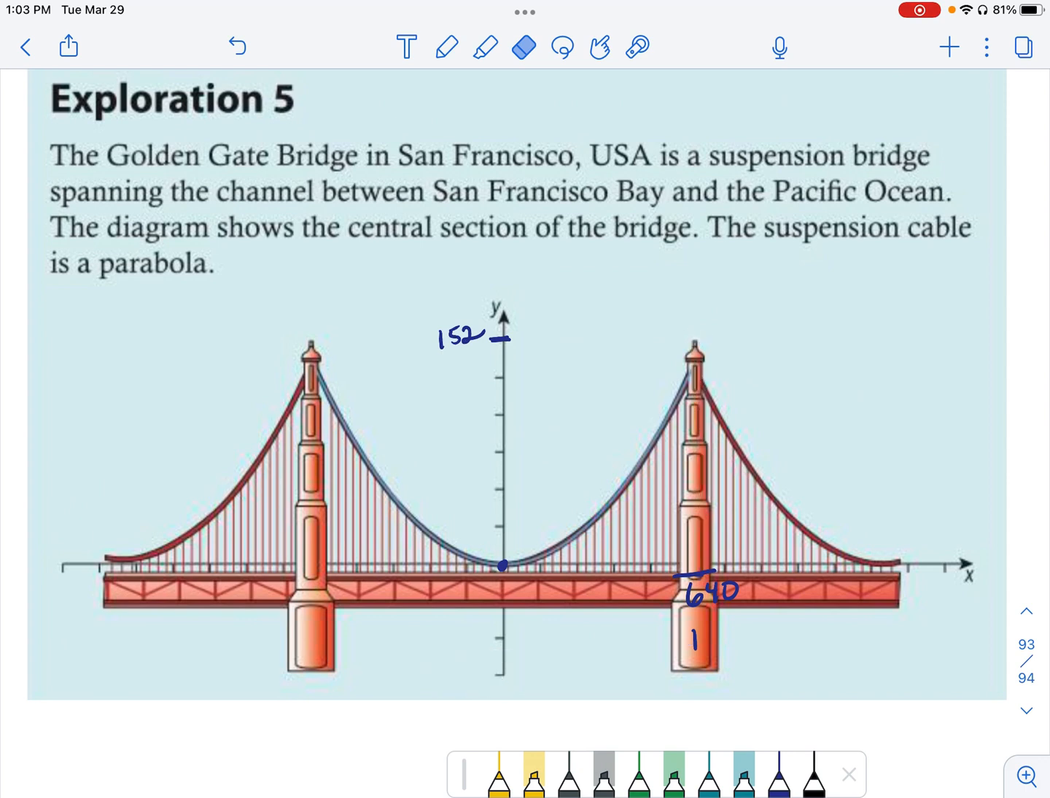I'm going to erase everything else. And now we can identify some key points. Well, the origin here, the center, is 0, 0. This point, you can see the top of the right tower is 640 is our x coordinate and 152 is our y coordinate. And I can identify the top of the left tower, which would be negative 640, 152.